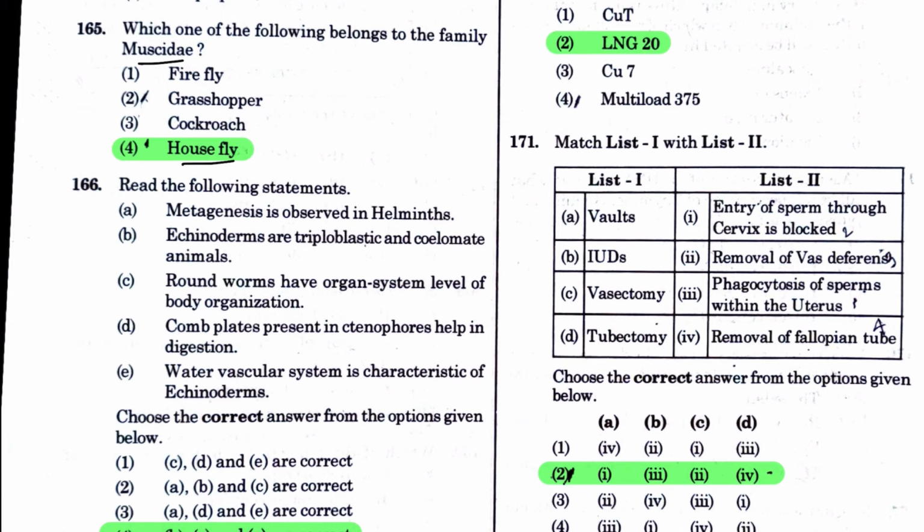Read the following statement and choose the correct answer. Metagenesis is not observed in helminthes. Metagenesis is observed in coelenterates, right? And echinoderms are triploblastic and coelomate animals. This is right. And roundworms have organ system level of body organization. Annelids, right? So this is also right. Comb plates are present in ctenophores, which help in digestion? No, it helps in locomotion. So this won't be the right answer. And water vascular system is a characteristic of echinoderms. This is right. So B, C and E are correct options, right?